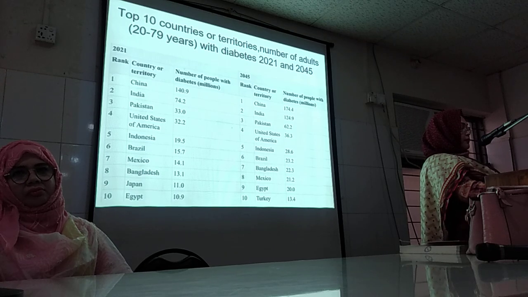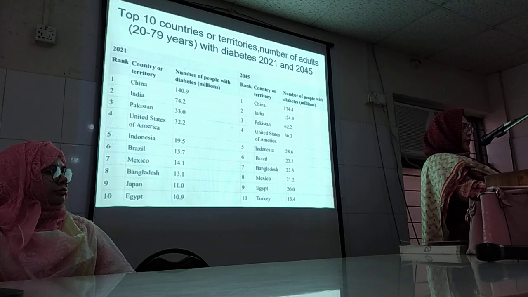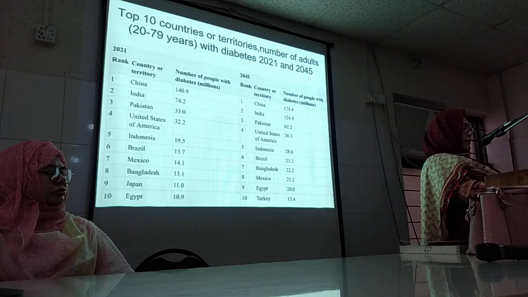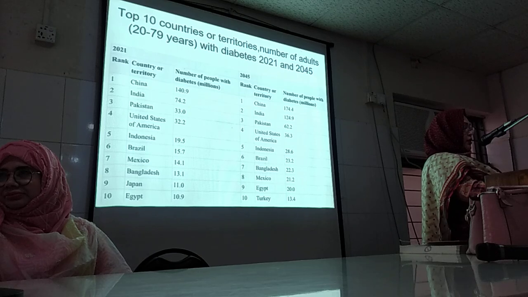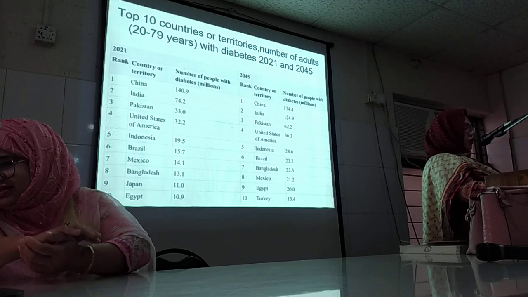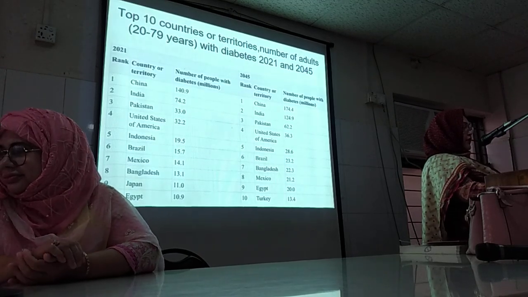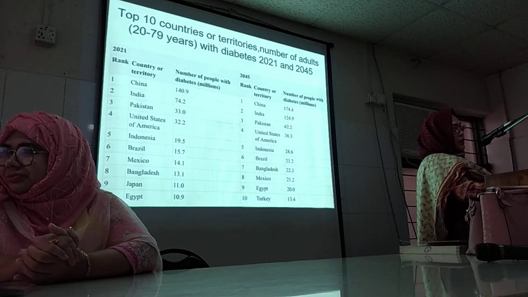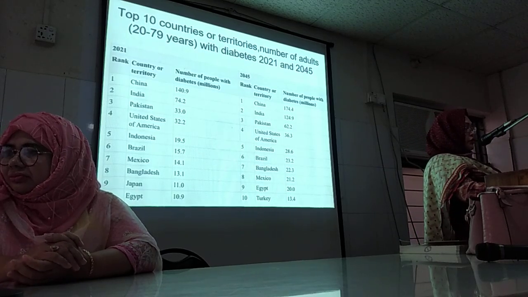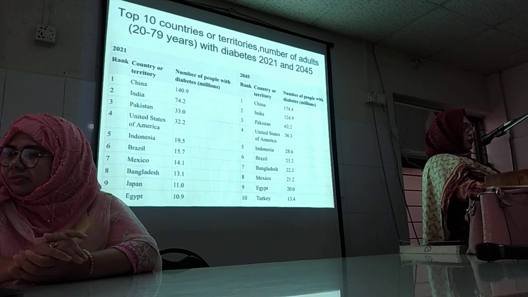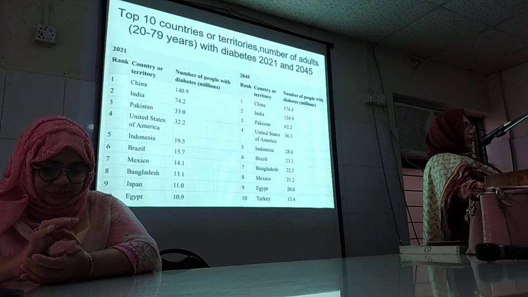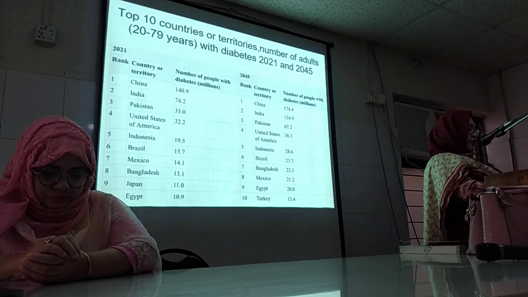Top 10 countries and territories, number of adults 20 to 79 years with diabetes in 2021 and 2045. China is in the first position due to its overpopulation, and Bangladesh is in 8th position in 2021, and in 2045 is in 7th position.